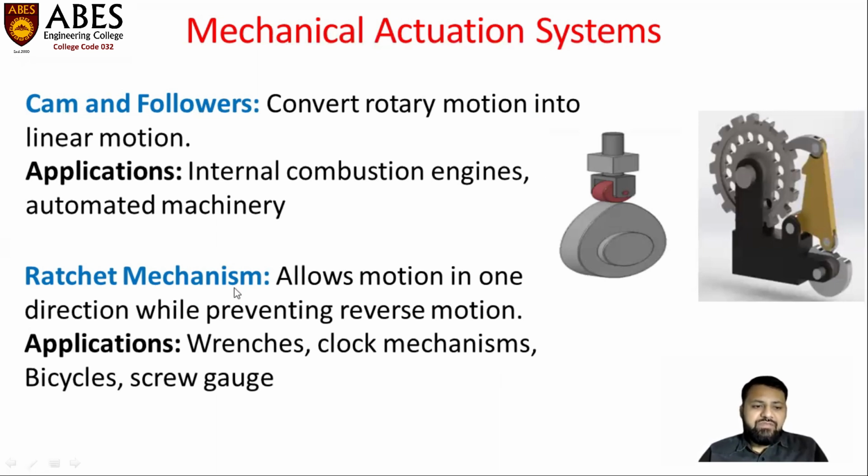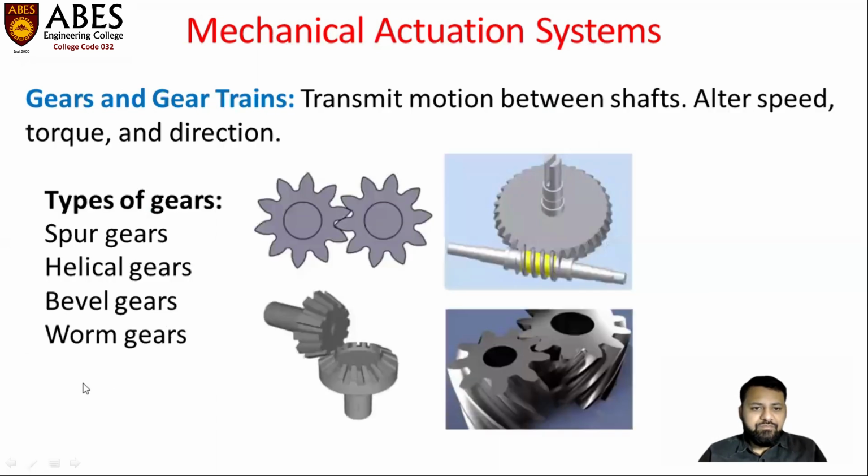Second one is the ratchet mechanism, sometimes also called the pinion and ratchet mechanism. It allows motion only in one direction while preventing the reverse motion. Can you see this figure? If I rotate this wheel, it can be rotated in one direction only. If I try to rotate this wheel in the opposite direction, this lever will restrict the motion and will not allow the wheel to rotate. So this is known as the ratchet mechanism. It can be observed in clock mechanisms, screw gauges, and bicycles.